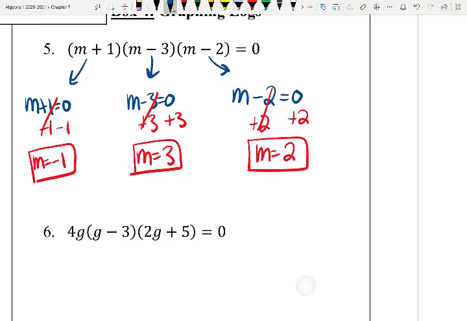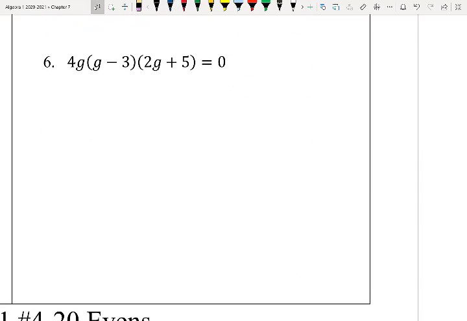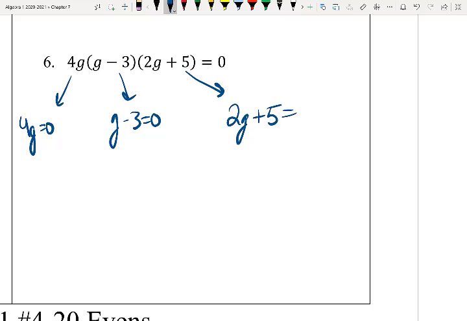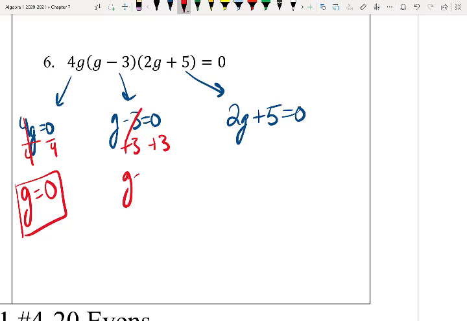Last but not least, number 6, we've got 4g times g minus 3 times 2g plus 5. Same thing. I'm still just going to set each of my parentheses equal to 0. 4g equals 0. G minus 3 equals 0. And then 2g plus 5 equals 0. So in factor number 1, I've got to divide by 4 on both sides. We get g equals 0, because 0 divided by 4 is still 0. Factor number 2, add 3 on both sides. G equals positive 3.